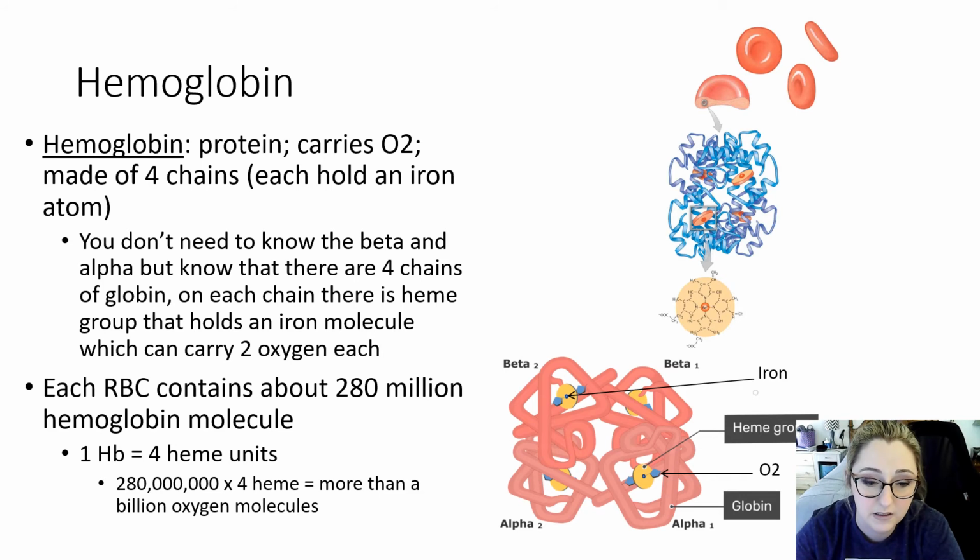And let me get my little marker out here. So you have 4 chains of globin. In the center of a globin, you have a heme group. So there are 4 heme groups. Attached to a heme group, right at the very center of that heme group, is going to be an iron molecule. And iron can hold 2 oxygen.